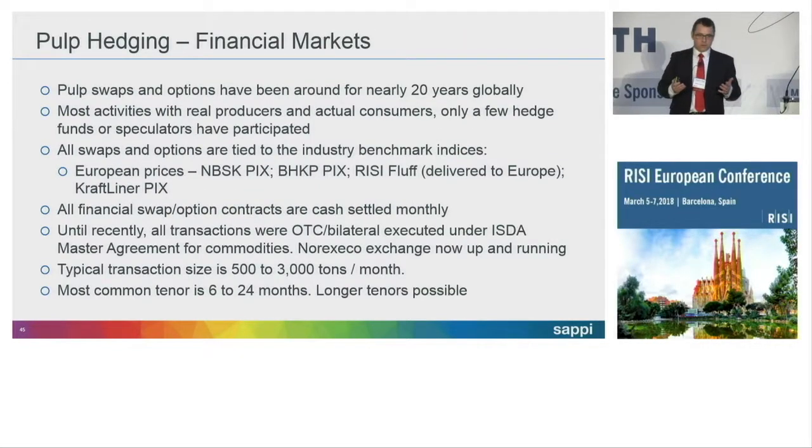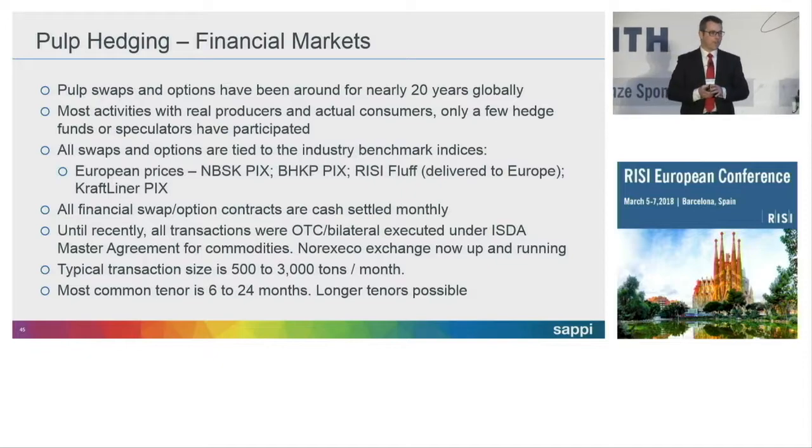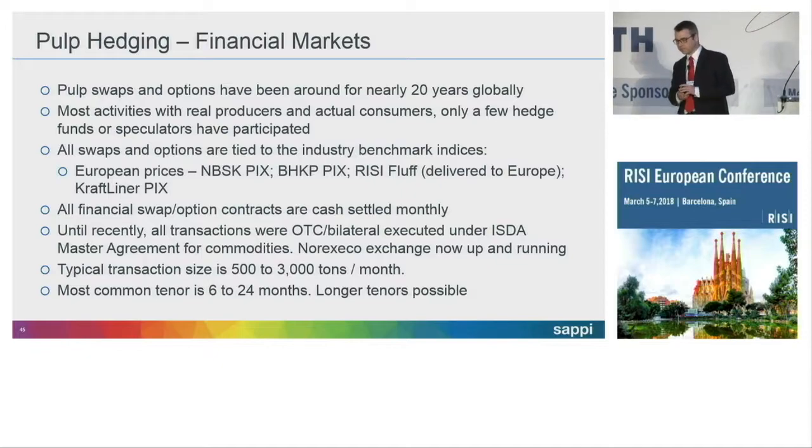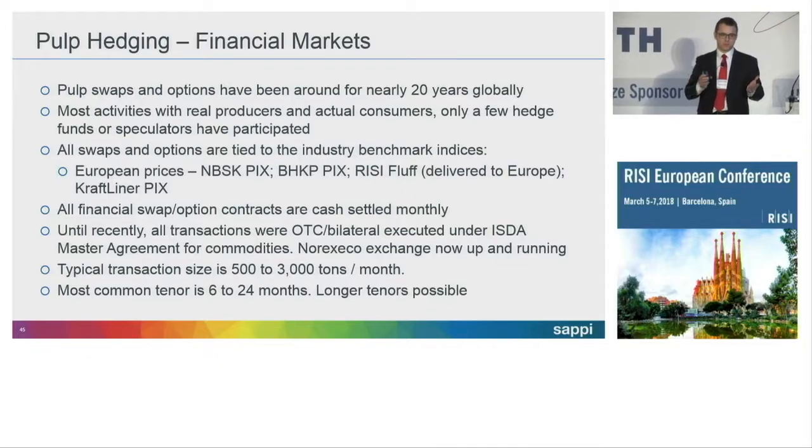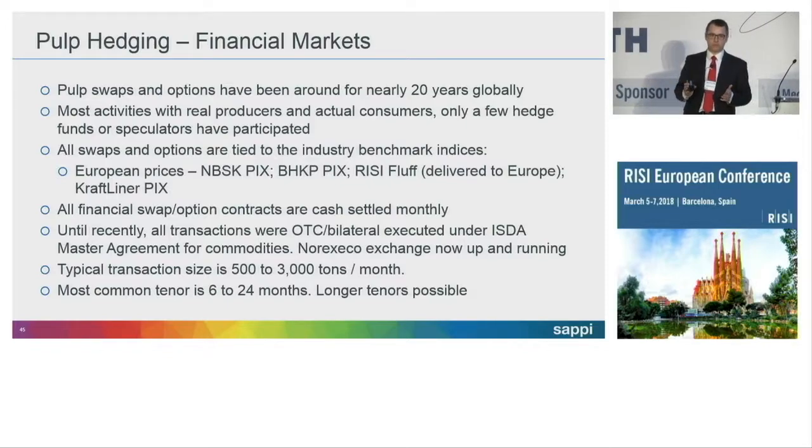How can we do it? What are the mechanisms that we have available? What are the tools, essentially? So pulp swaps and options have been around for nearly 20 years.